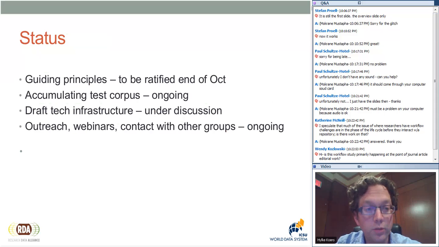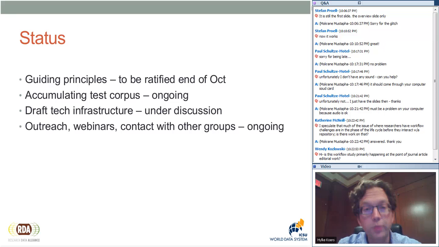So where we are right now, just a brief status update. We have been quite active over the last couple of months in several directions. We wanted to set up a list of guiding principles about the openness of this endeavor, and also how we would see the long-term management and governance of the linking service. So this is really more of a policy principles, if you like. We have presented a draft version of that at the last RDA and are planning to formalize and ratify that by the end of October.